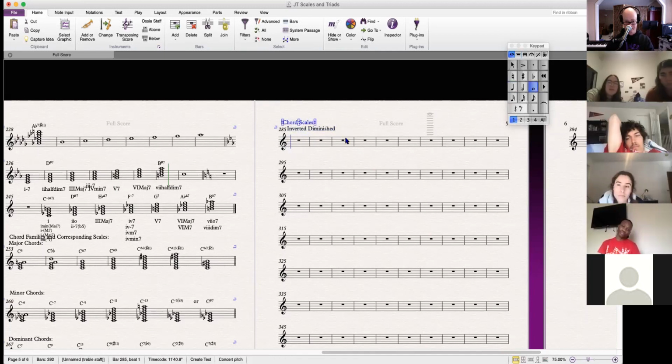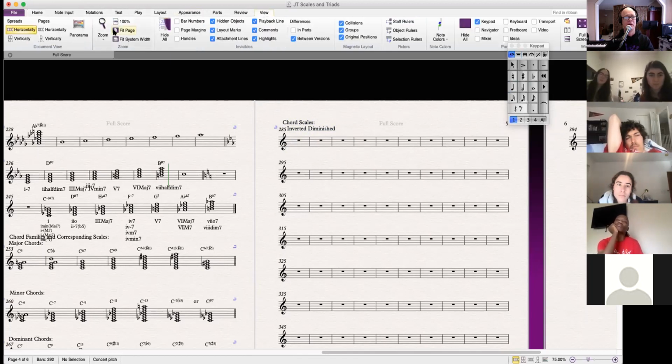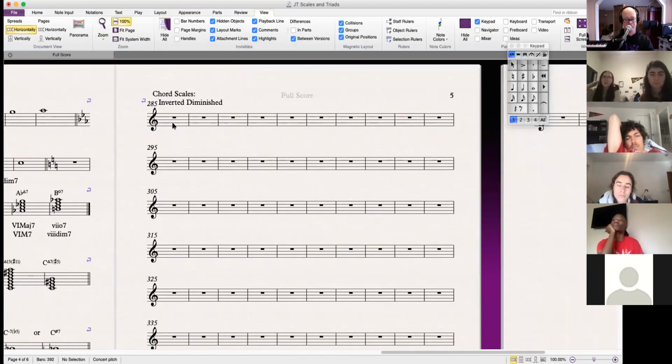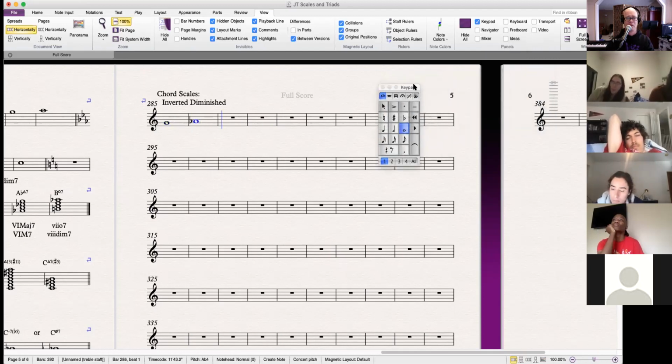Mike, would you mind zooming in a little bit? Oh, yeah, sure. Sorry about that. That's okay. Yeah, the more I add to this, the farther away we're going to get. Appearance. No, view. There we go. Is that better? Okay.